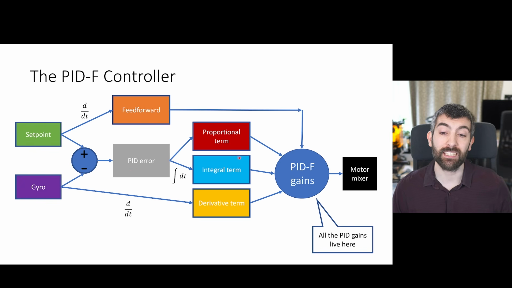And that PID error is fed into the proportional term and the integral term, which we're going to talk about more in a second. The derivative of the gyro, so that's the rate of change of the rotation of the quad or the rotational acceleration of the quad, is fed into the derivative term. And the differential of the set point, so that's the velocity of your sticks, is fed into the feedforward term. All of these terms are combined together with different amounts of gain in the PID-F gains section. And the result of that is what's called the PID sum.